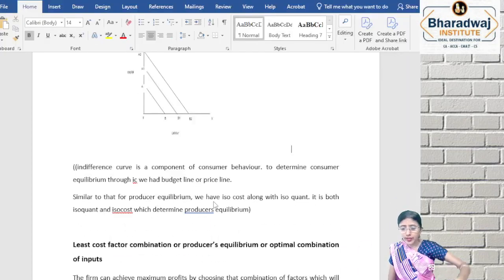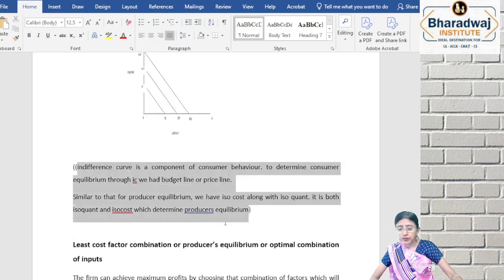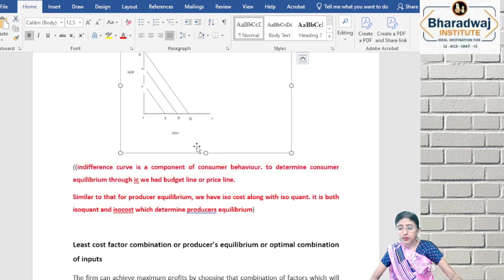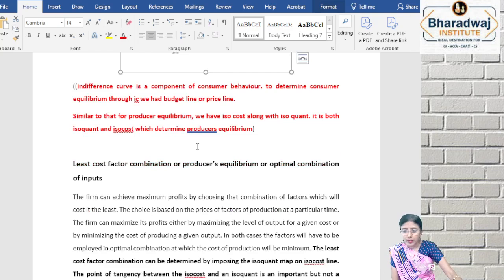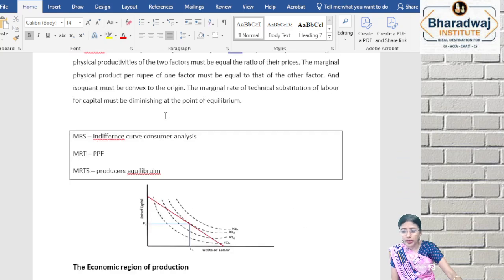Okay, got it? So see, the difference itself is given to you. That is also known as least cost combination or producer's equilibrium or optimal combination, all one and the same.